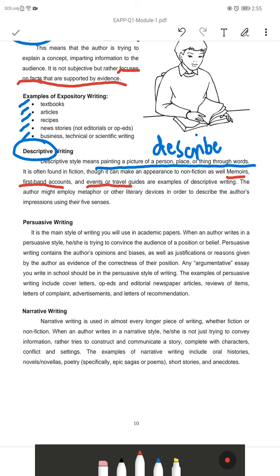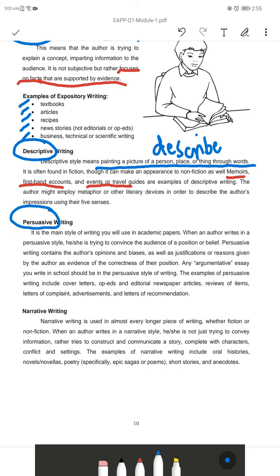So all those use descriptive writing. Of course, if you want to make a travel guide about a certain destination that you went to, you would want your readers to really imagine how beautiful the experience was. So descriptive writing is really the style you should use. Okay? The third writing style that you could use is the persuasive writing.